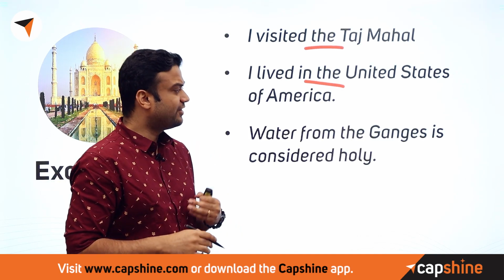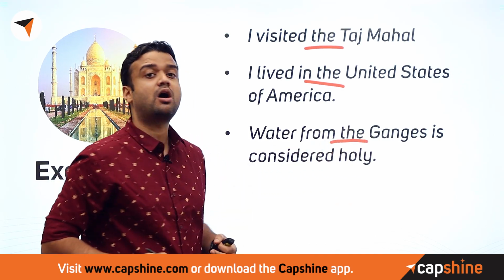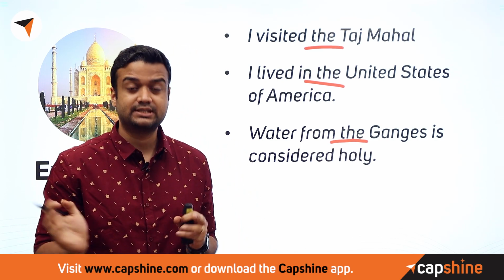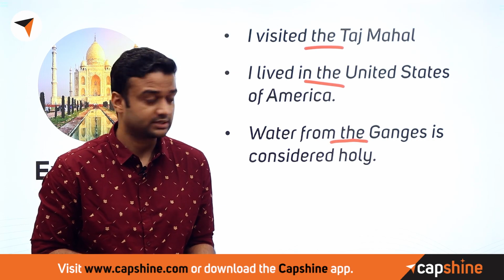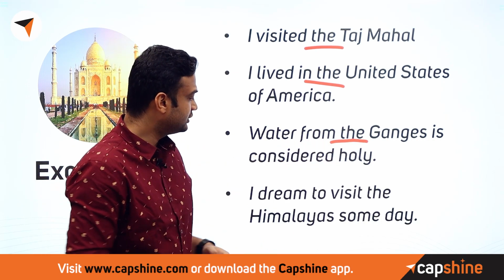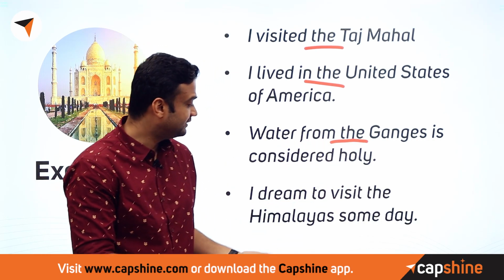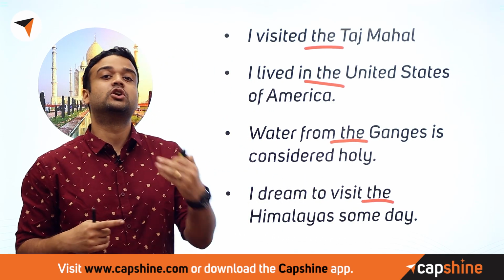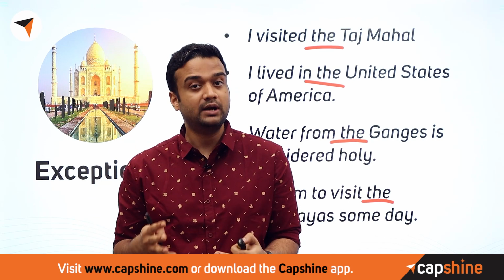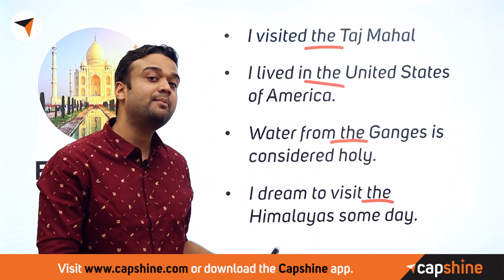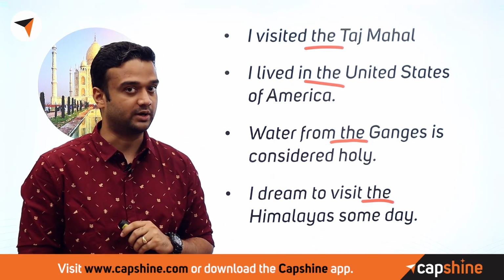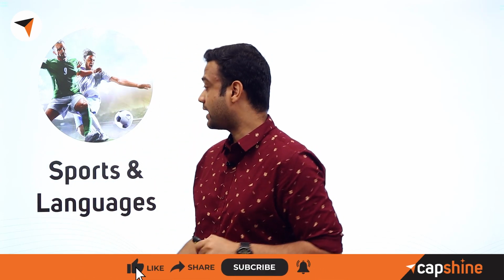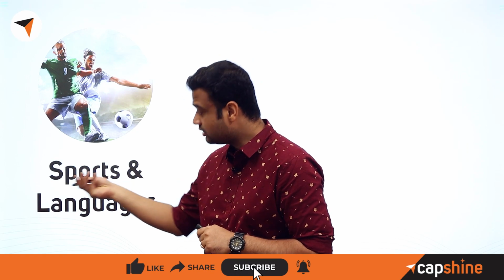You will also use the before the names of rivers, mountain ranges, and other geological features. Similarly, the Ganges. I could also say I dream to visit the Himalayas someday, right? So while you usually do not use articles in front of proper nouns, these are some exceptions where you will use them.